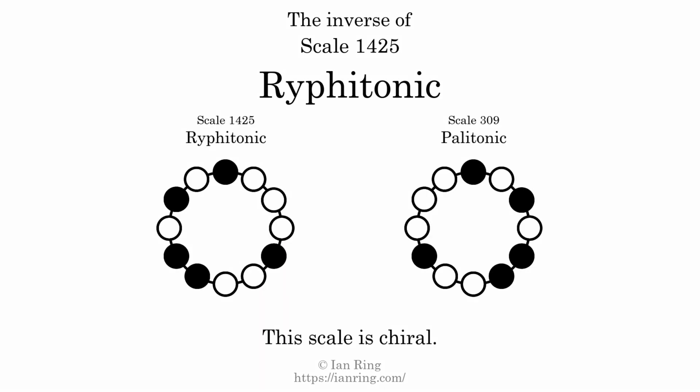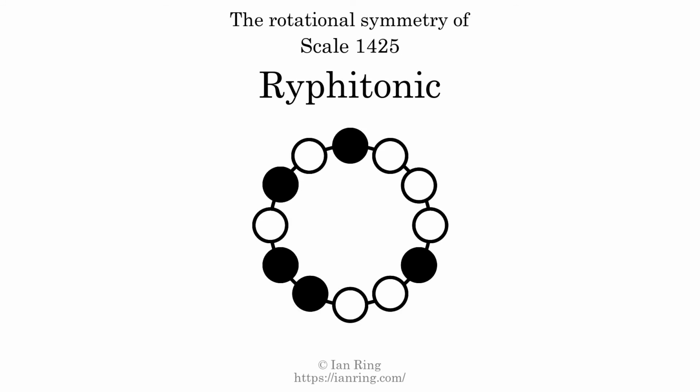The inverse of a scale is a mirror image. It is what you get when the sequence of intervals is reversed. The inverse of this scale is scale 309, also known as pentatonic. This scale is chiral. It cannot transform into its inverse by rotational transformation. This scale has no rotational symmetry.